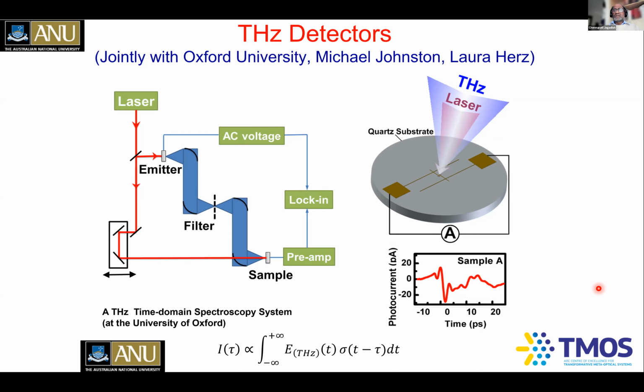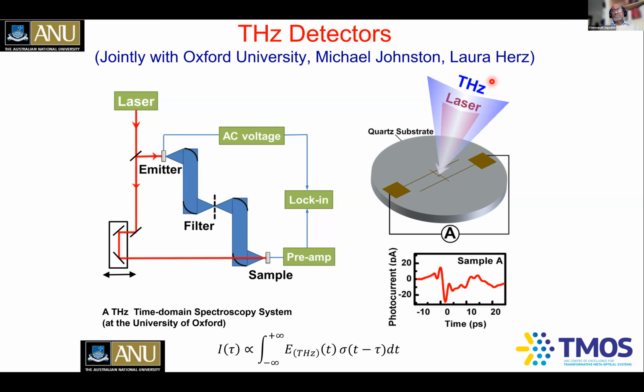This is work done jointly with my colleagues at Oxford University, Professor Michael Johnston's group and Professor Laura Herz's group. We were developing terahertz detectors using nanowires. There is also the work of Dr. Kun Peng, who did a PhD at the ANU and is now a postdoc at Oxford University in Professor Michael Johnston and Professor Laura Herz's groups. What Kun Peng has done is take one of the nanowires and transfer it onto a quartz substrate, which is transparent to terahertz radiation, and then make contacts using electron beam lithography.